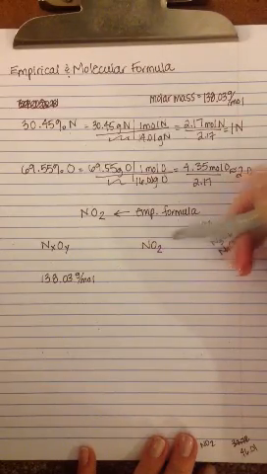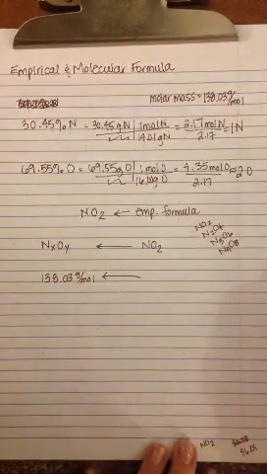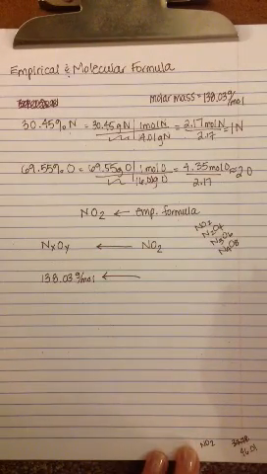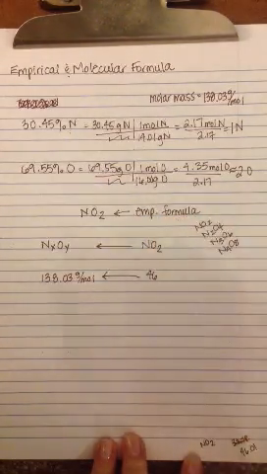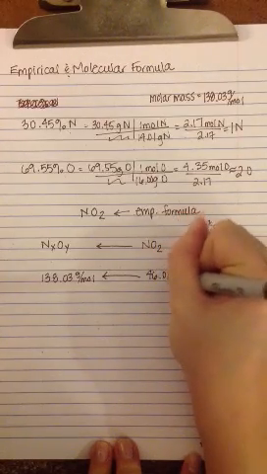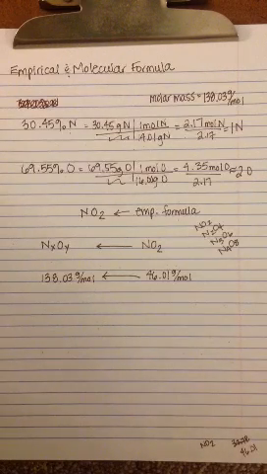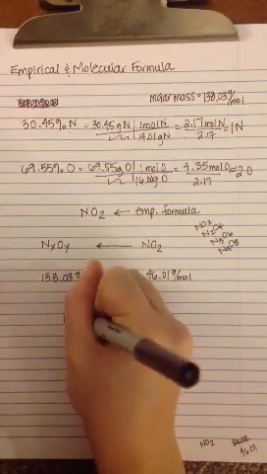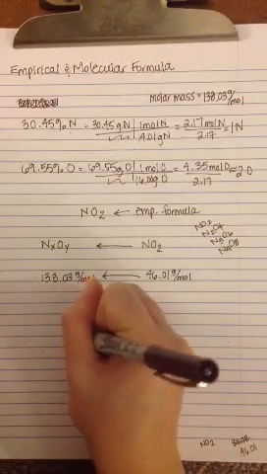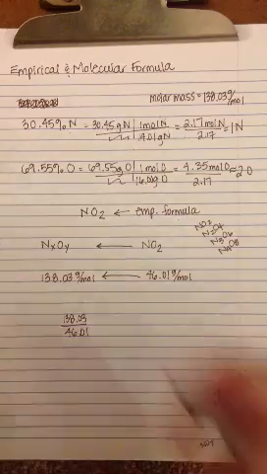So I need to find out the molar mass of NO2 so I can convert it back the same way. So if I add up an N, which is 14.01, and 2 O's each at 16.00, I get 46.01 grams per mole. Now I have to look at my calculator and figure out how do I get from 46.01 to 138.03. So I'm going to do 138.03 divided by 46.01, and I get 3.